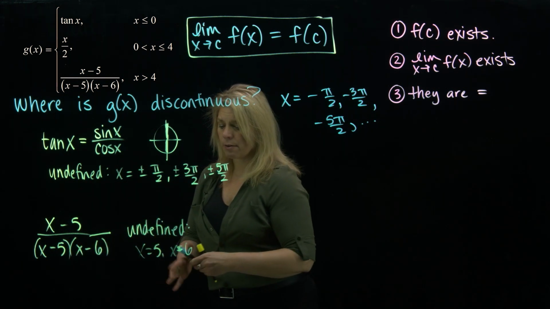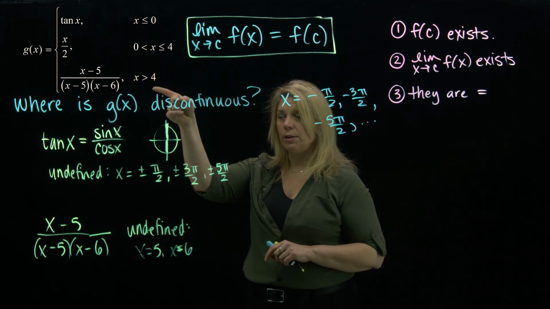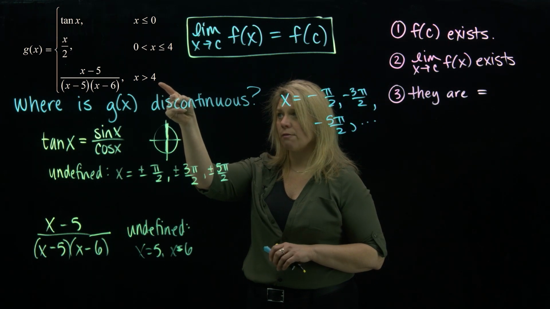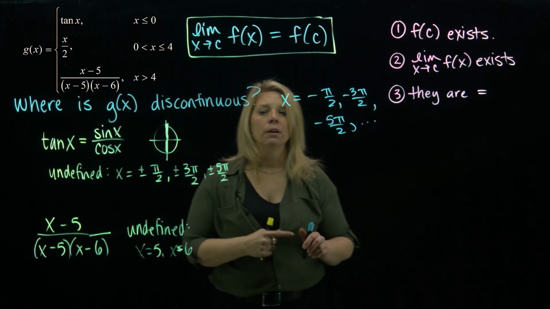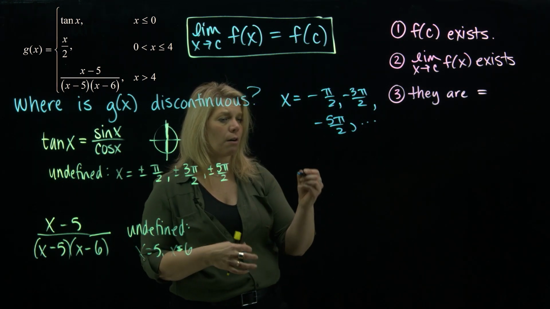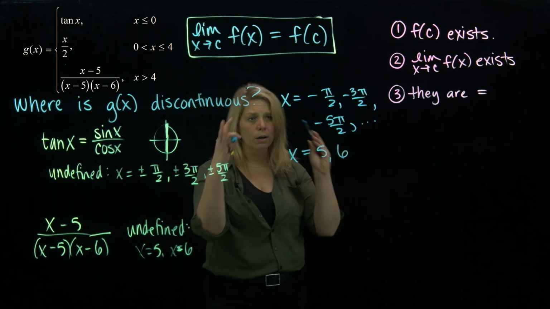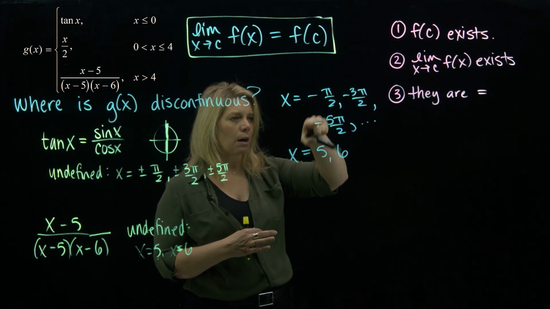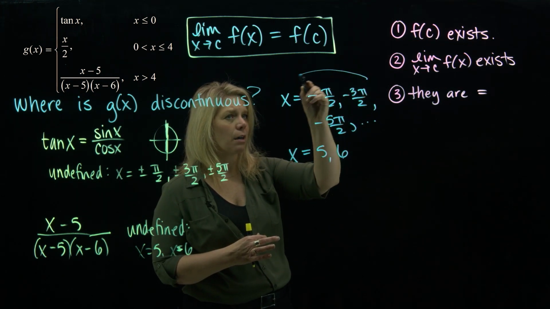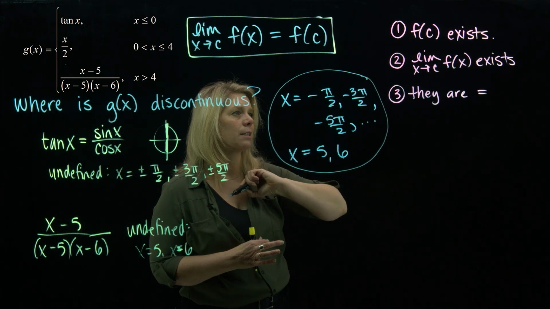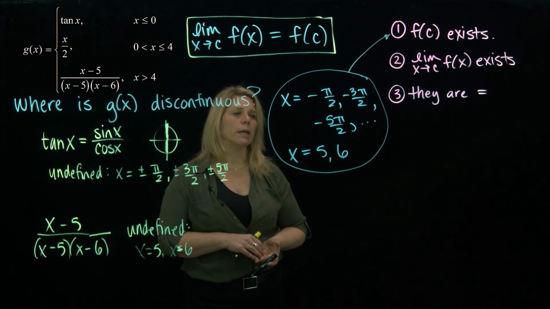And so to see if those are part of what I'm going to list here for my discontinuities, I need to pay attention to the interval that we're using for that piecewise function. It says x is greater than 4. We're using that piece when x is bigger than 4. And these values are both in that interval. So I'm going to have some discontinuities also at x equals 5 and x equals 6. OK, so all of those discontinuities, the negative odd multiples of pi over 2, and 5 and 6, are places where this function is discontinuous for this reason. The function is undefined at all of those points.